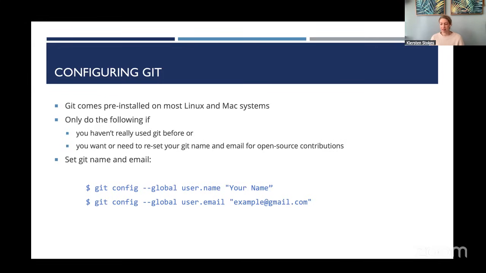This may not be necessary. If you're already an open source contributor, you probably won't need to do these steps. But if you haven't really used your GitHub account for anything super important yet, or if you specifically want to reset your Git name and Git email to make the email match the correct email that you want your open source contributions to be tied to, then you would run these git config commands.